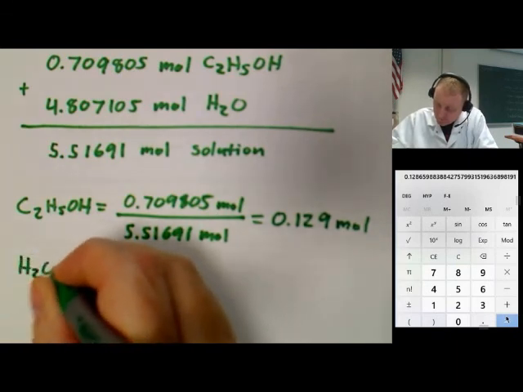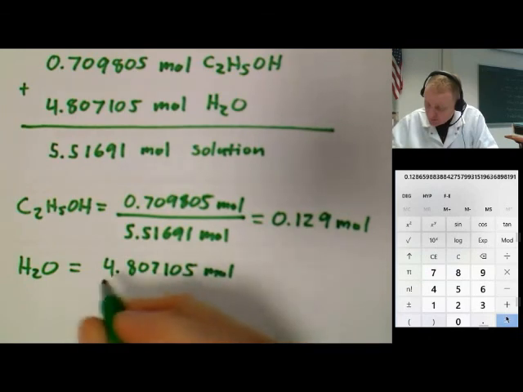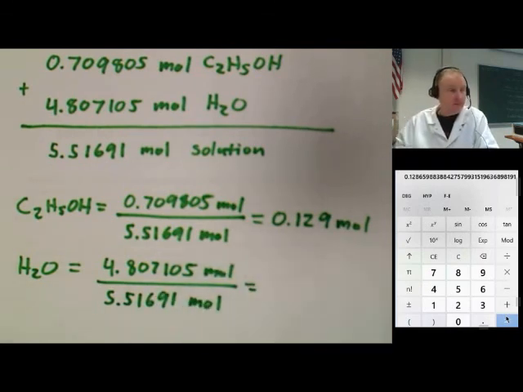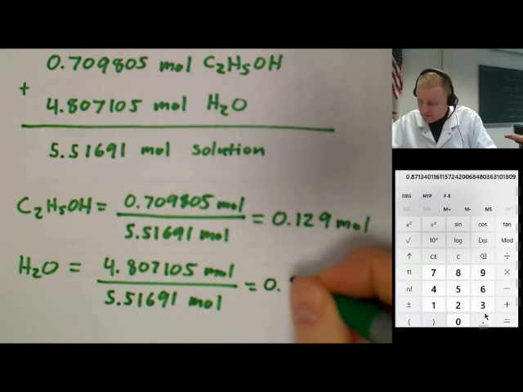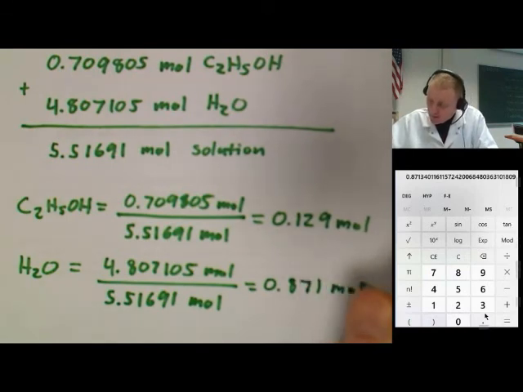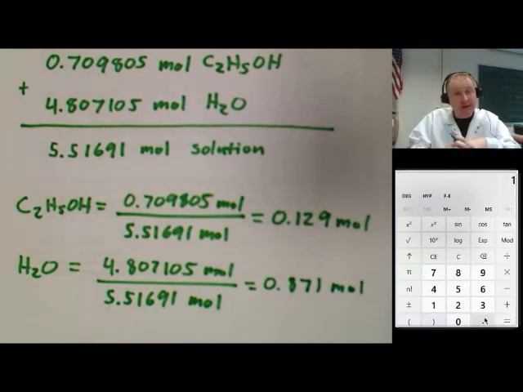And let's do our mole fraction for the water, and we'll be done. That would be 4.807105 moles. That's our water's moles. And our total solution again is 5.51691 moles. So let's do 4.807105 divided by 5.51691. Okay, good enough. Our mole fraction for water is 0.871. And then the last check, if I add these two together, it should add up to 1. So 0.129 plus 0.871 equals 1. A good sign, so I probably did it right.